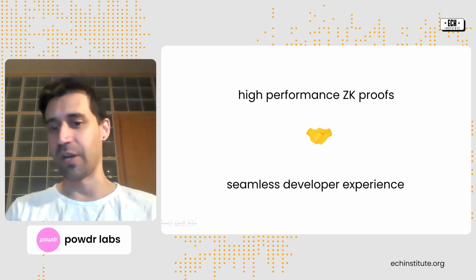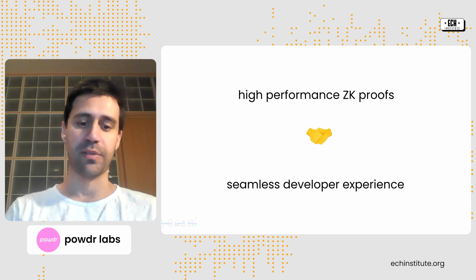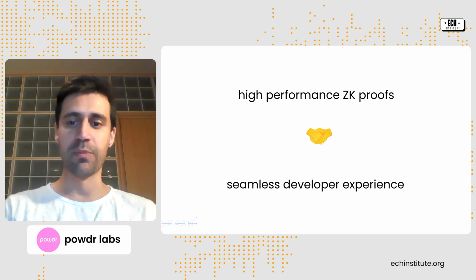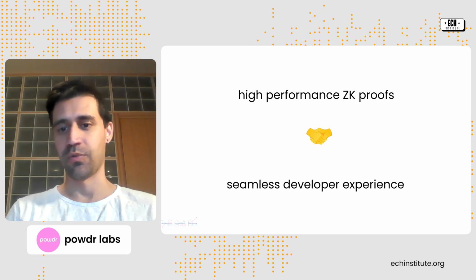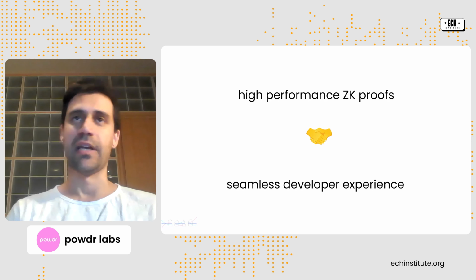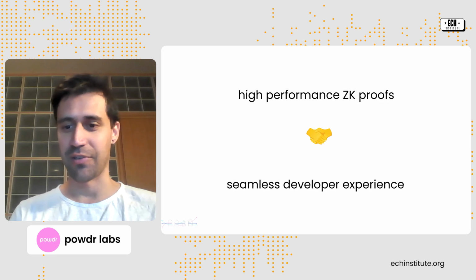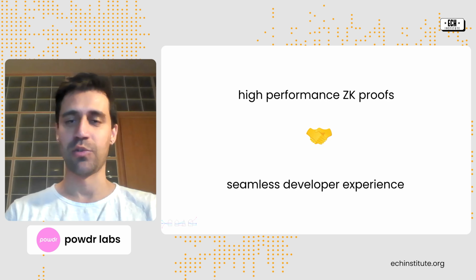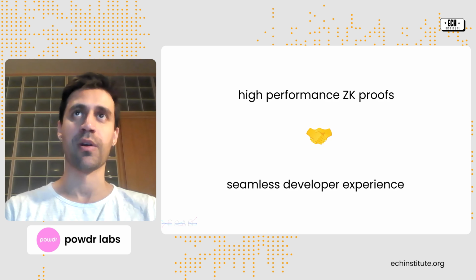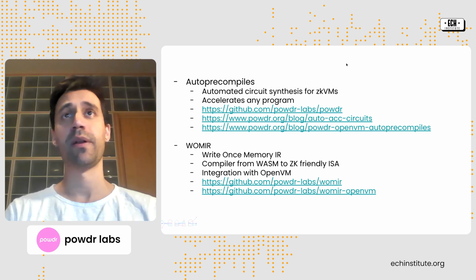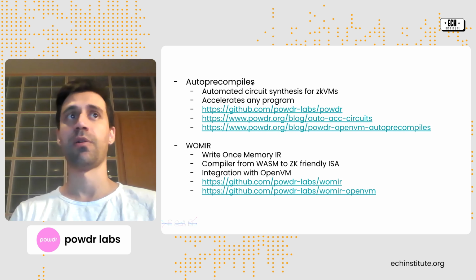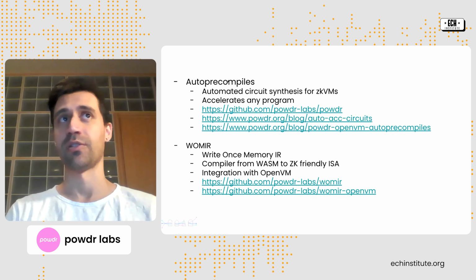With that come different challenges. ZK proof performance has higher requirements when you're making proofs with ZKVMs as opposed to just standalone circuits. But yeah, there's a lot to do in the intersection of these two things. And this is where the main chunk of our work exists. The two main things we work on are Auto-Precompiles and Womir. So the main thing currently is Auto-Precompiles.